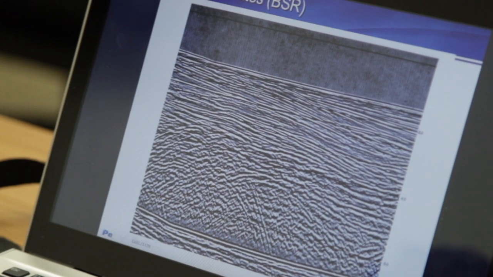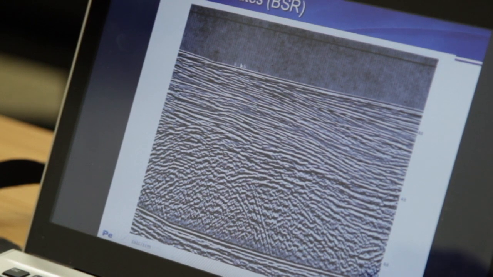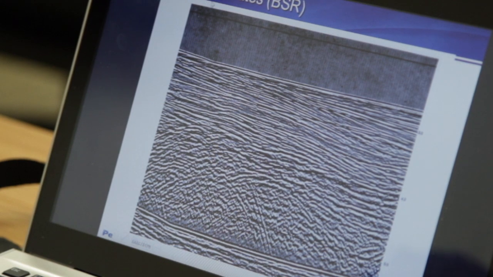And it turns out one of the techniques you use to determine that is if you measure the time distance between the surface and the ocean floor, and you look at a multiple of that, if it's a multiple of the ocean bottom, it'll be at a repeatable interval. Well, if you look at this event here, this distance is not a repeatable interval of that, which gives you a clue that it's really a bottom simulating reflector.